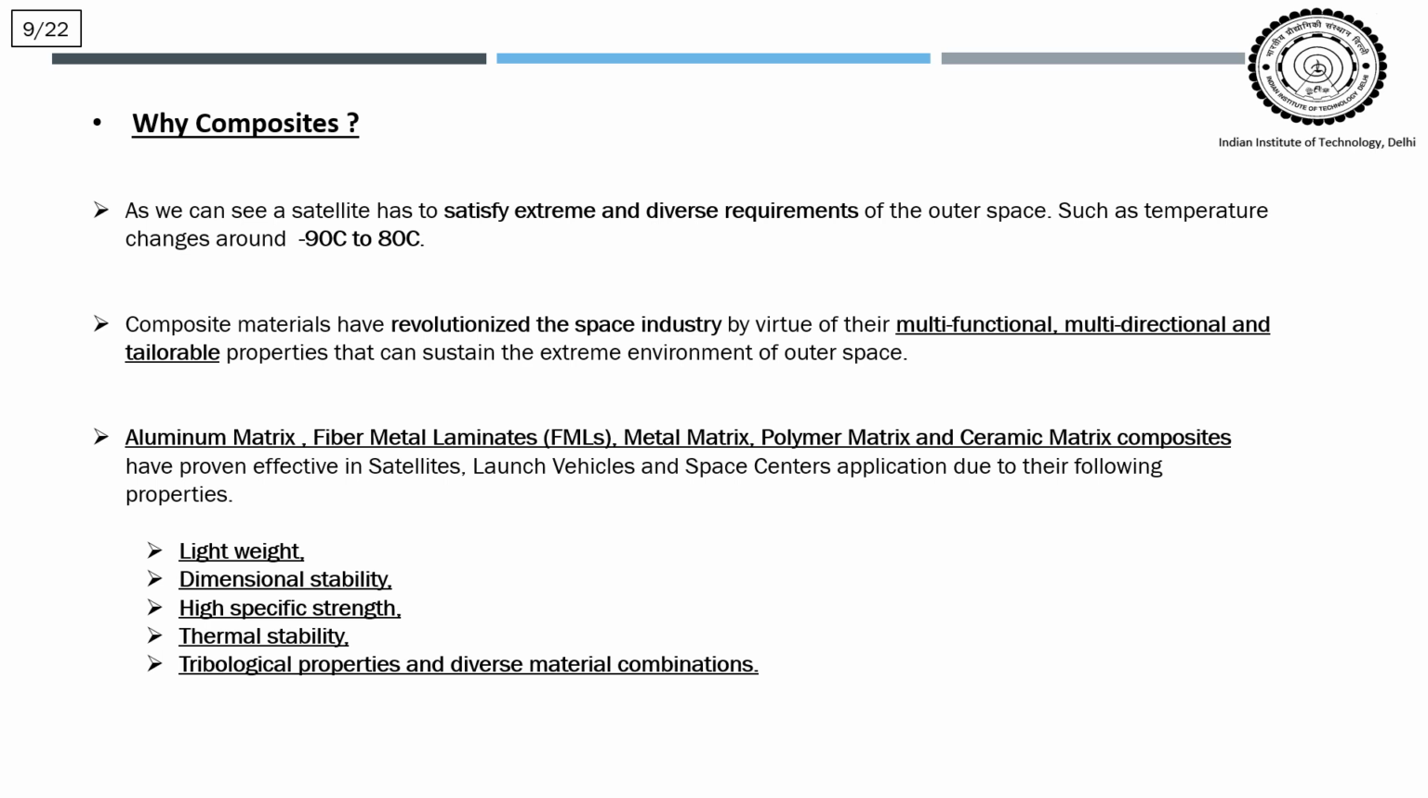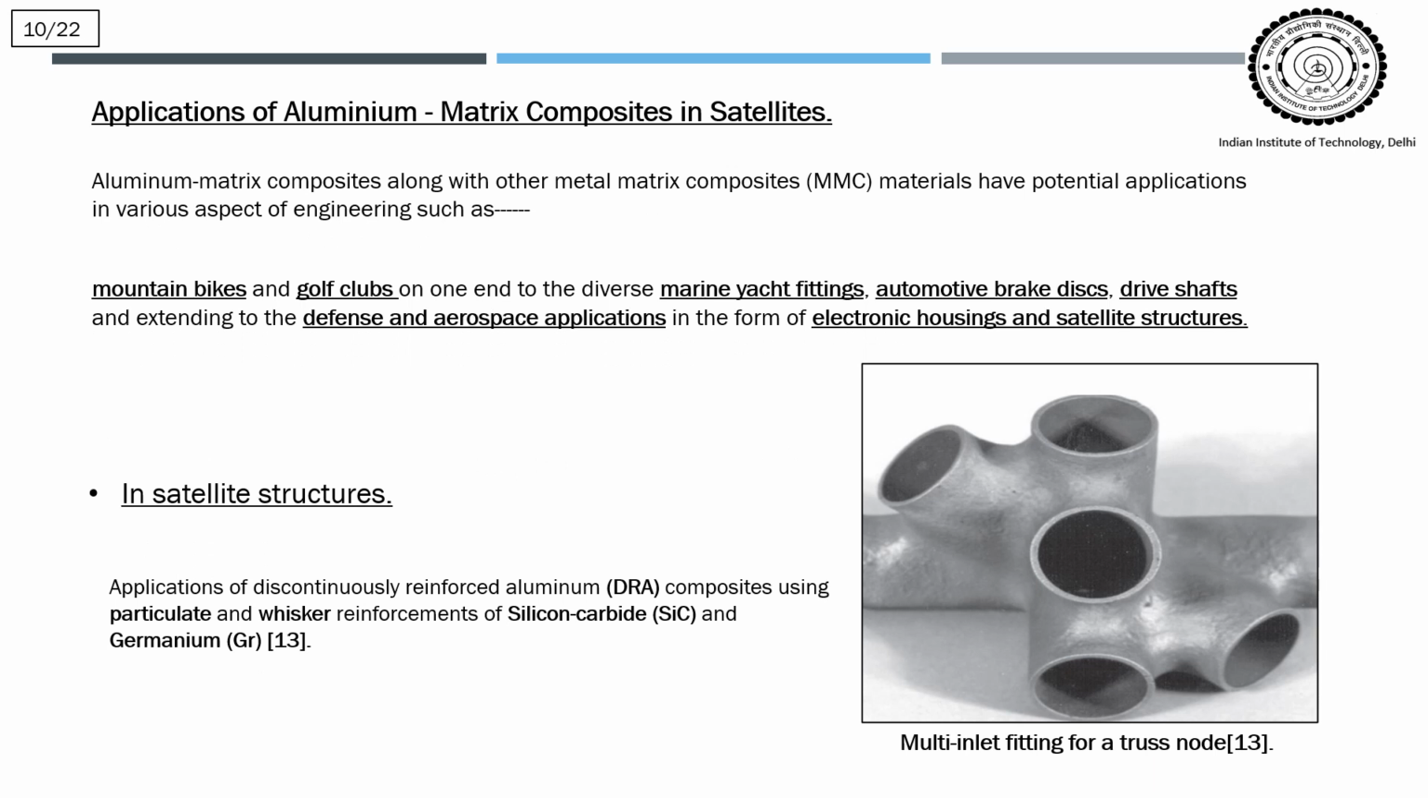Now, the aluminum matrix, fiber metal laminates, metal matrix, polymer matrix, and ceramic matrix composites are used in some components of the satellites due to their lightweight, dimensional stability, high specific strength, thermal stability, tribological properties, and diverse material combinations. Now we will see some of the applications of aluminum matrix composites in the satellite structures.